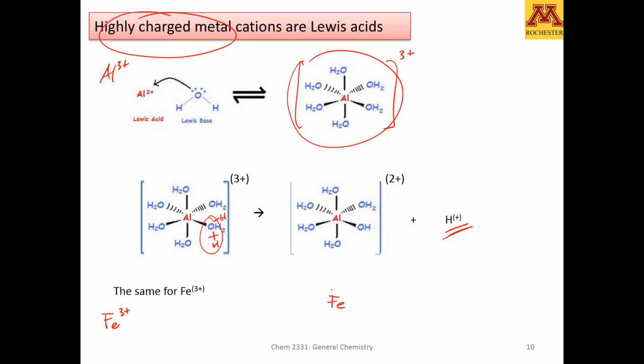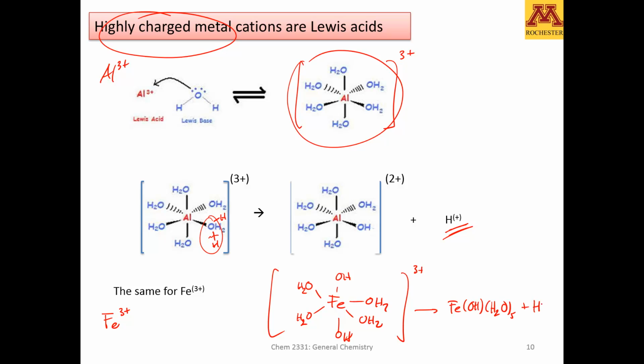The same goes for iron. You should be able to draw 6 waters around it. It's called an octahedron. These may release some protons, typically just one, in which one of the waters loses one proton. So in this case it's not only a Lewis acid, it's also a Bronsted acid because it ends up releasing a proton in solution.